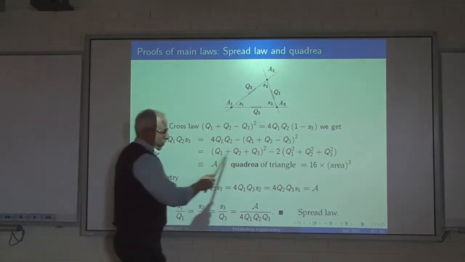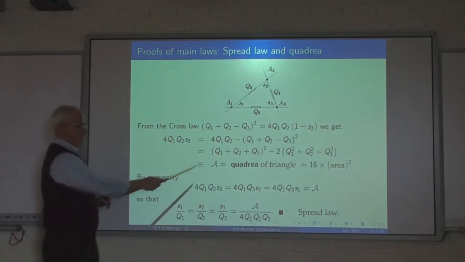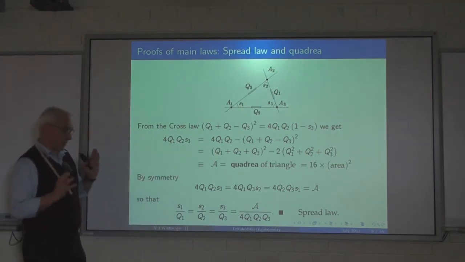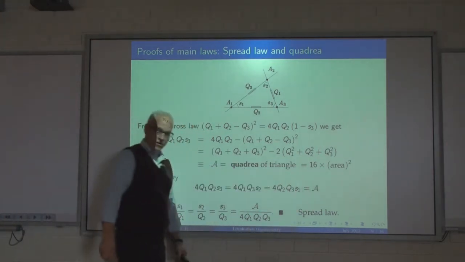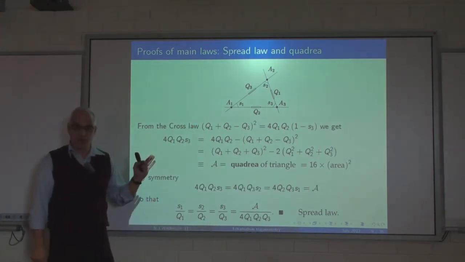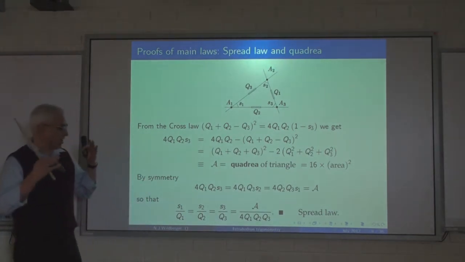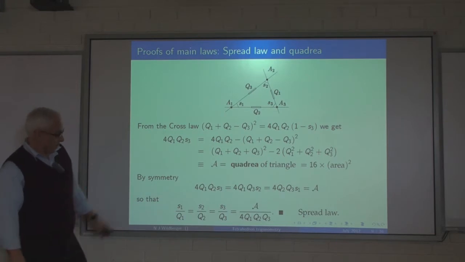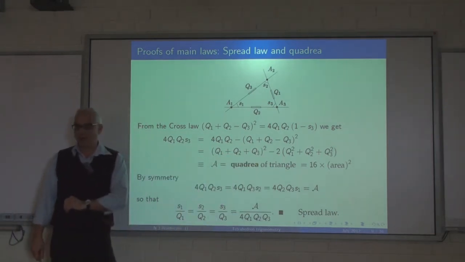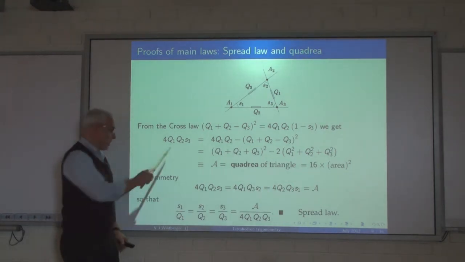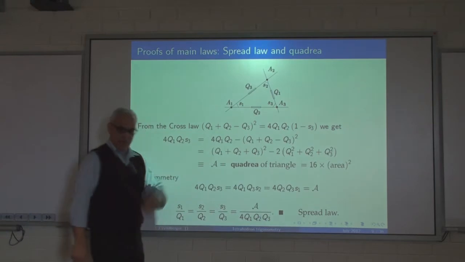We call this important quantity the quadrea of the triangle, and we denote it by A. It turns out, but we don't need this, that this is 16 times the square of the area of the triangle. That's essentially Heron's formula, a rational form of Heron's formula. But we don't need that, just to orient you. Now the beautiful thing is that this quantity is symmetrical between Q1, Q2, and Q3. So although we computed it this way, we could have also computed it this way, and so these three things must all be the same.